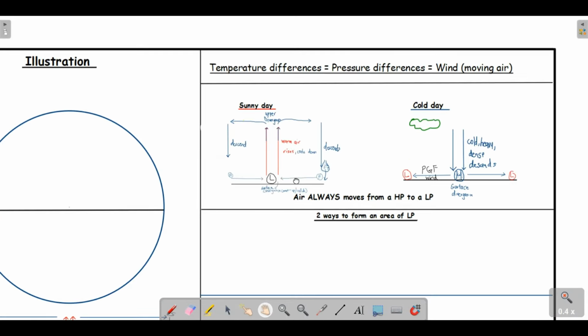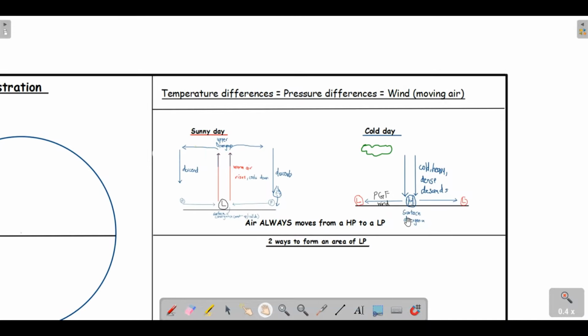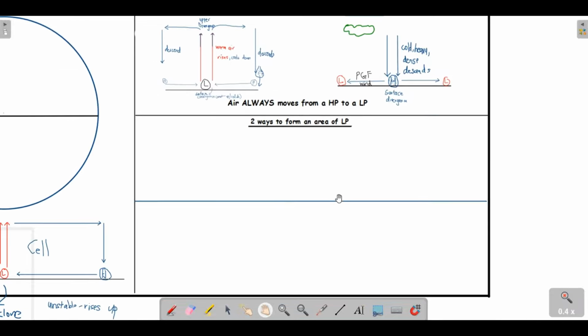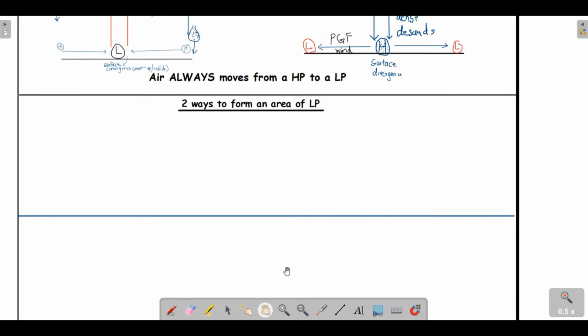If you have temperature differences, this will cause pressure differences because, well, it was cold over there, and so it formed an area of high pressure. It was warm over there, and we formed an area of low pressure. And because there's a relationship between high pressure and low pressure, where air always moves from an area of high pressure to an area of low pressure, these are very much connected, such that they form what we call a cell.